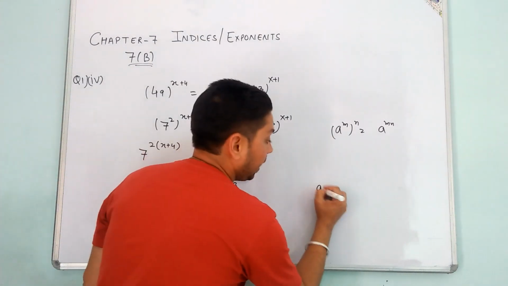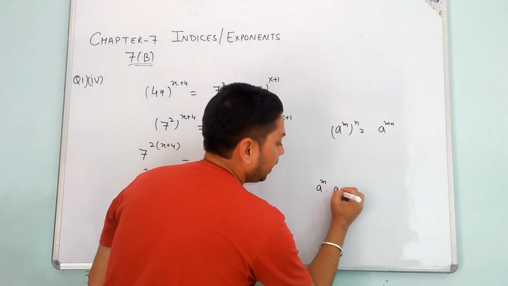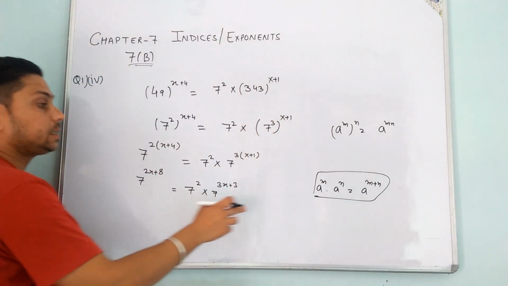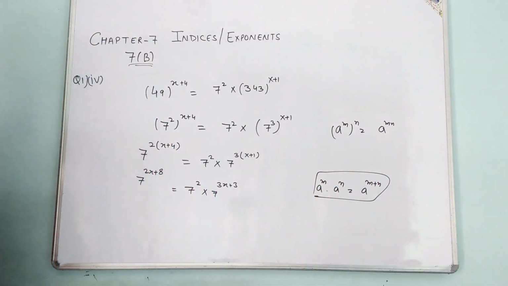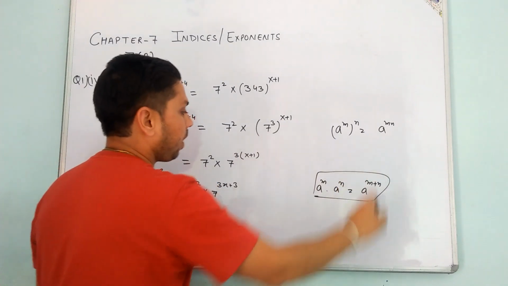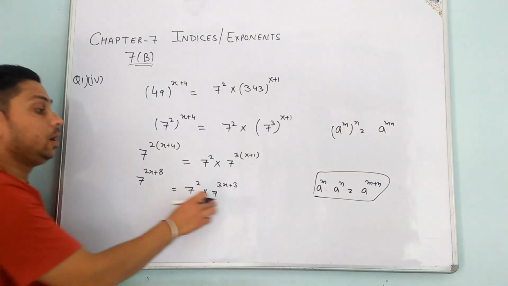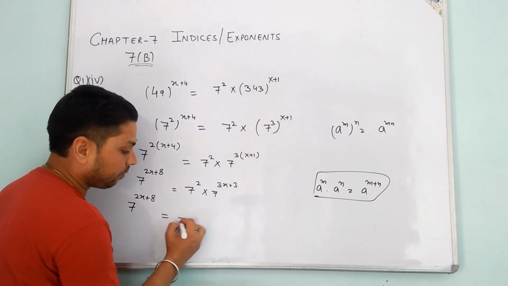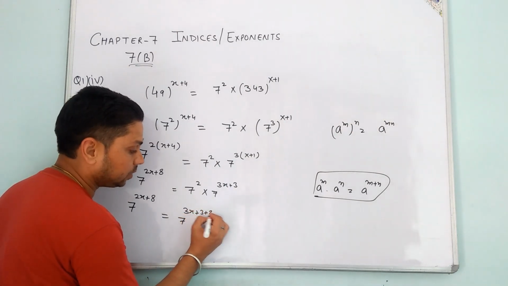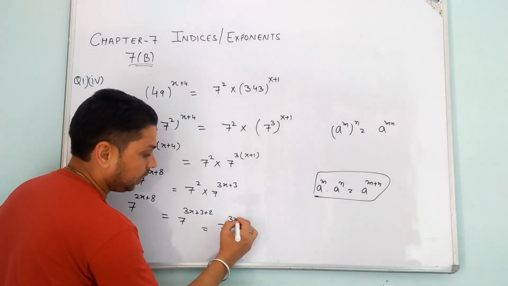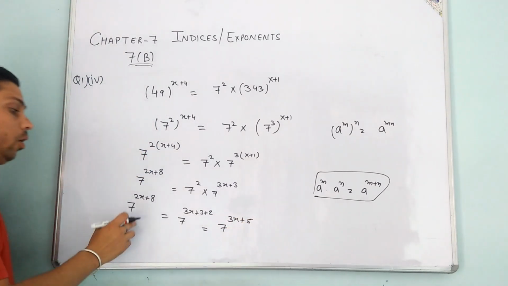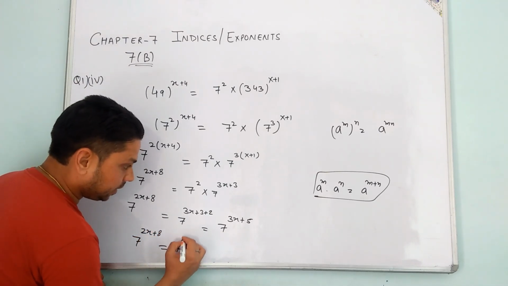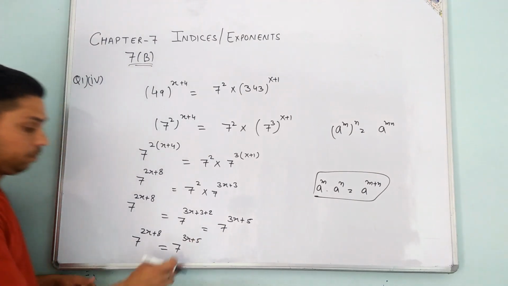Now again apply the next property, a raised to power m into a raised to power n is equal to a raised to power m plus n. Base are same but powers are different and they are multiplying each other, then the result will be a raised to power of the addition of their powers. So we have 7 raised to power 2x plus 8 is equal to 7 raised to power 3x plus 3 plus 2, that is 7 raised to power 3x plus 5. Now you observe that 7 raised to power 2x plus 8 is equal to 7 raised to power 3x plus 5. Base are same.